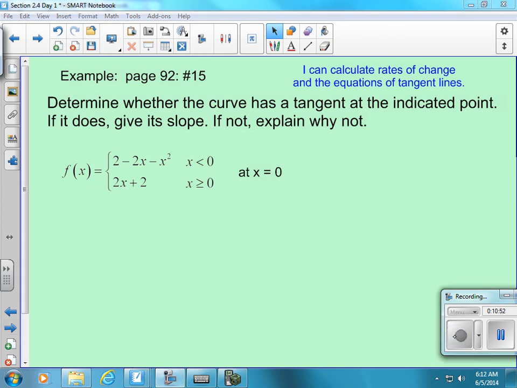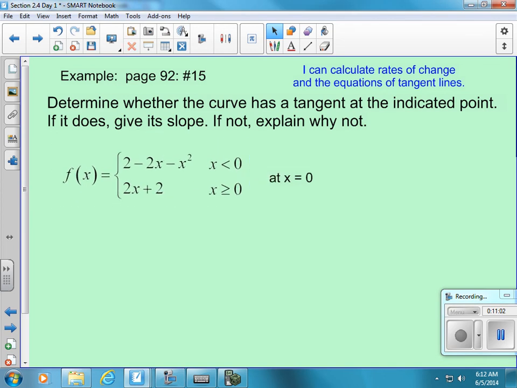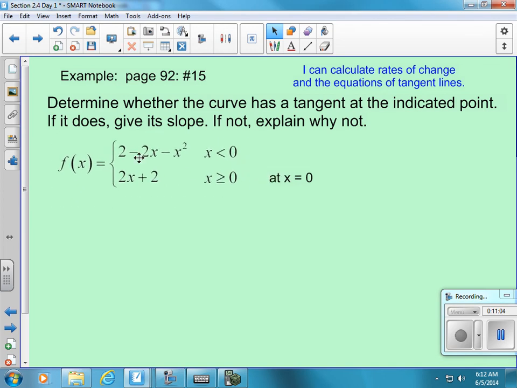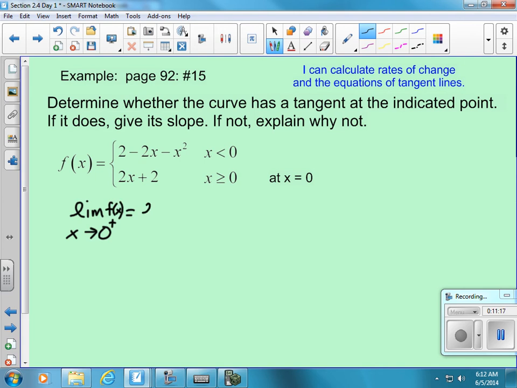So I'm going to do one of these problems with you. And this is problem number 15. It's a piecewise function. For x less than 0, the function equals one thing, and for x greater than 0, the function equals another thing. So what we have to do in this case is say that the limit as x goes to 0 plus of this function, and we have to show that it's continuous, because that's what it's asking us, does it have a tangent at the indicated point? That means it has to be continuous to have a tangent.